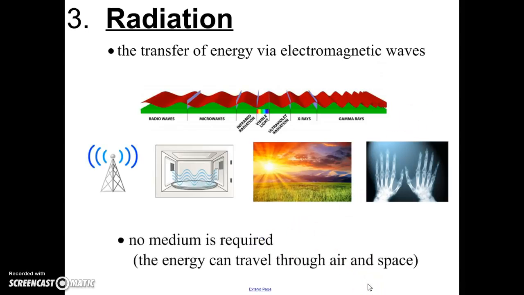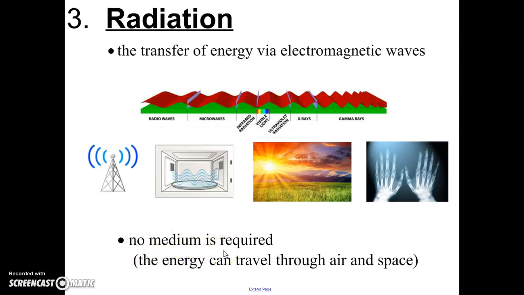Energy that travels via radiation can go right through air and right through space. Space is nothing. There's nothing there. We say that no medium is required. That means that this type of energy does not need anything to go through.